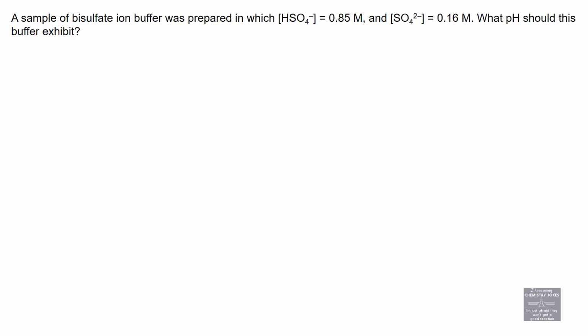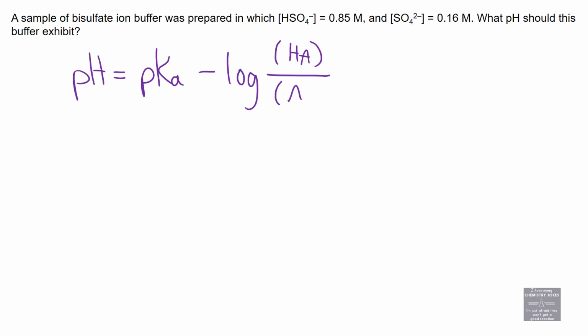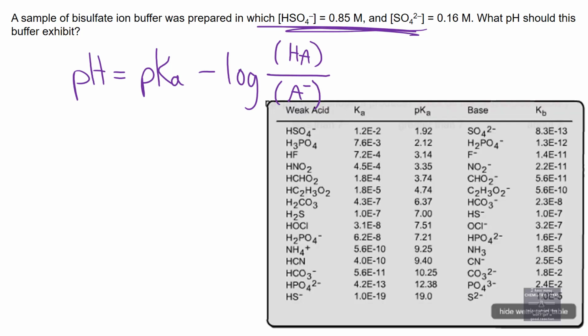Okay, a sample bisulfite ion buffer was prepared in which the concentration of HSO4 minus was this and SO4 2 minus was that. What pH should this buffer exhibit? Well, pH equals pKa minus the log. Pick your favorite equation and stick with it. I sometimes do back and forth. It's not a good habit. Minus the log of... I need to know the pKa of this buffer system.